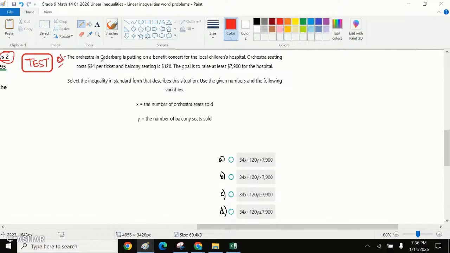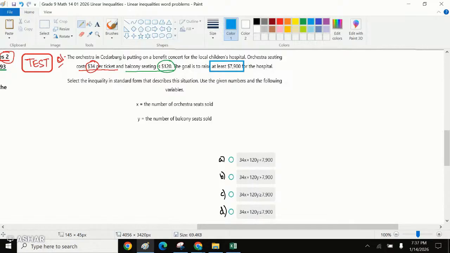The orchestra in Cedarburg is putting on a benefit concert for the local children's hospital. The orchestra seating cost $34 per ticket, and the balcony is $120. The goal is to raise at least, minimum, 7,900. Select the inequality in standard form that describes this situation.